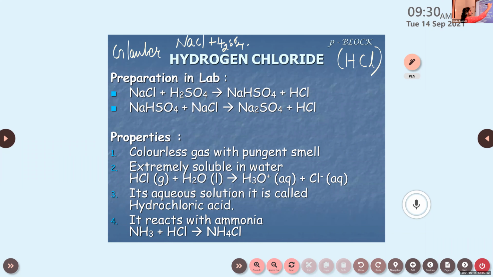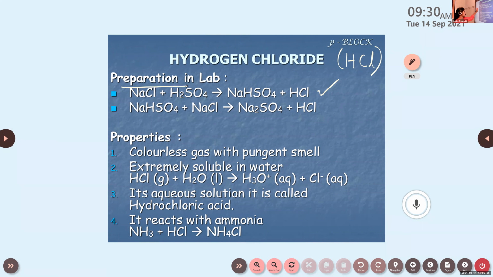The first preparation in the laboratory is the same method adopted by Glauber. Glauber prepared hydrogen chloride for the first time from common salt and sulfuric acid. Later Davy confirmed that there is hydrogen and chlorine in this hydrogen chloride. Now the laboratory method of preparation of hydrogen chloride.